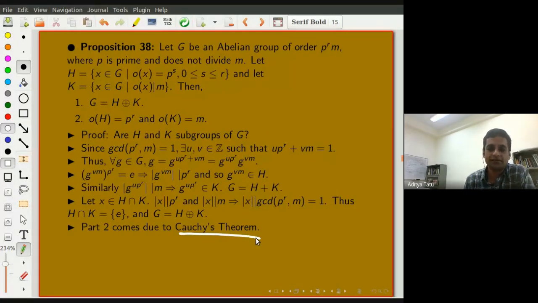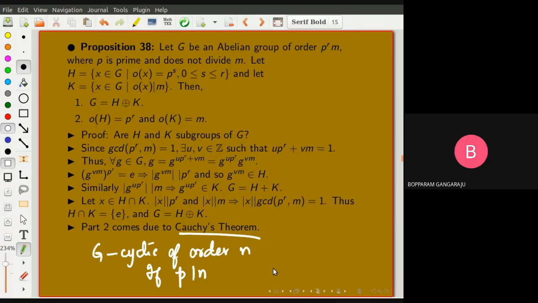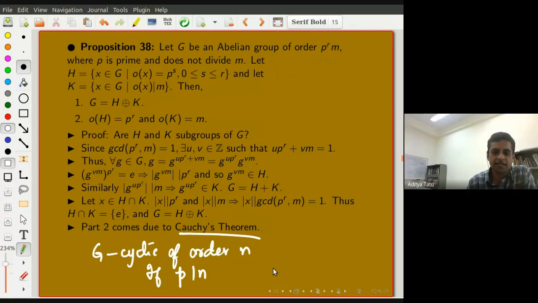Cauchy's theorem says, so remember, if I have a cyclic group, let's say G is cyclic of order n. If there is a number p that divides n, will G necessarily have an element of order p? No. If G is cyclic, don't you think that will happen?